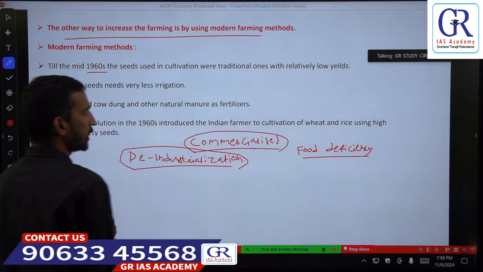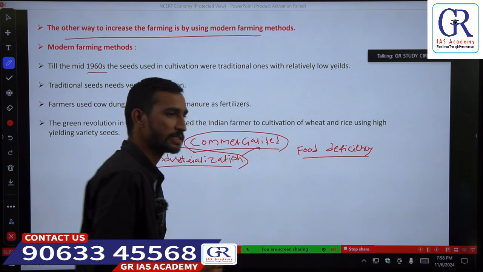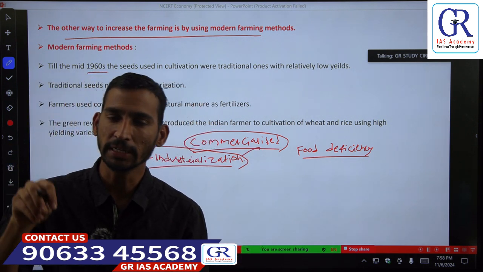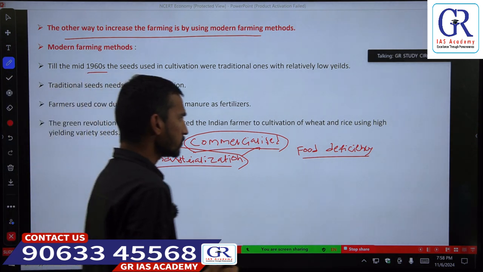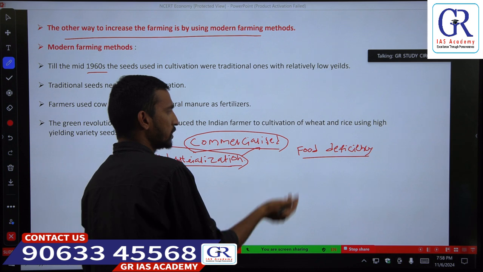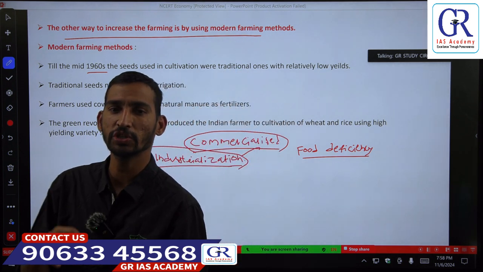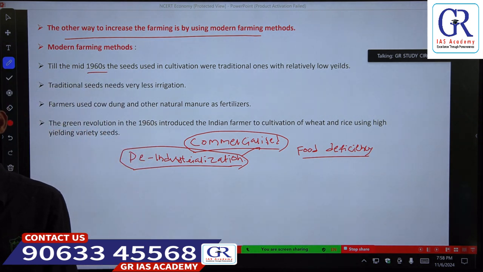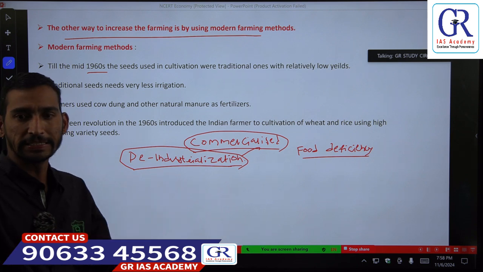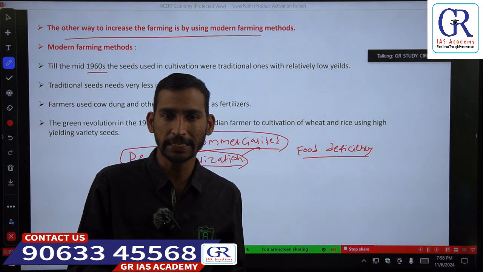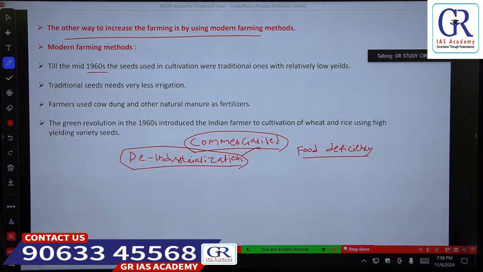During that period, because of deindustrialization and because of commercialization of the agriculture sector, food grain production decreased in the country. And one more thing is that we are using traditional technology in the production of crops. We are not going with modern technology, we are going with traditional techniques. Due to traditional techniques, food production has declined.